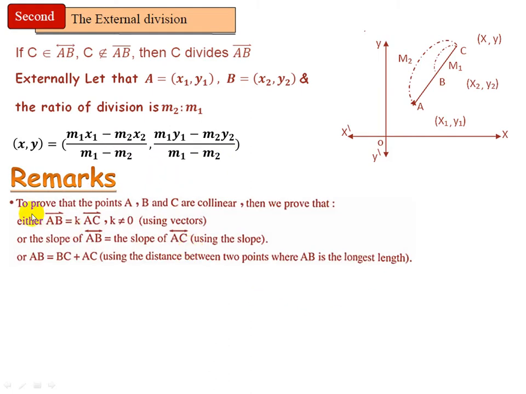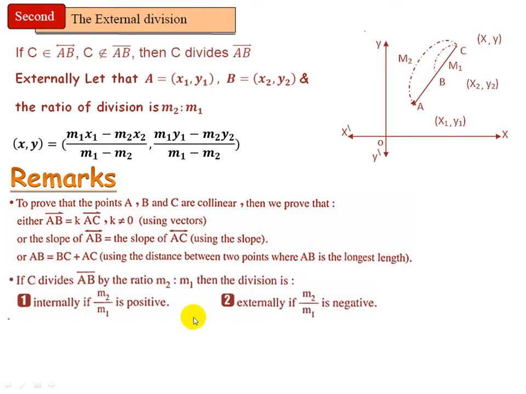Remarks. Number 1. To prove that 3 points A, B, and C are collinear, we have many methods. We can prove that the 3 points are collinear using the slope idea as you took before, slope AB equals slope AC, or using the distance formula, the longest distance, for example AB, equals the sum of the shortest two distances BC plus AC, and by using our vector method, we can prove that vector AB equals a constant K times vector AC.